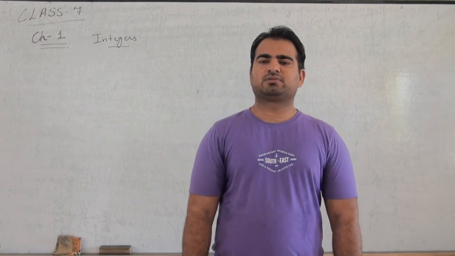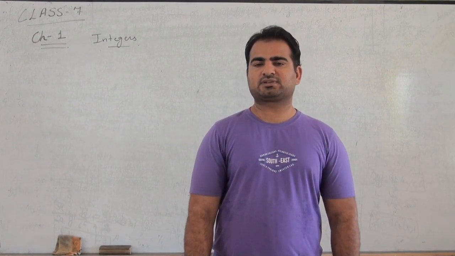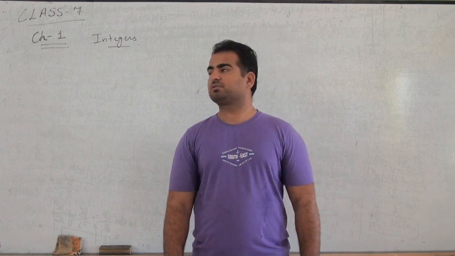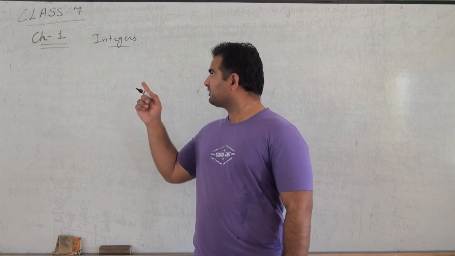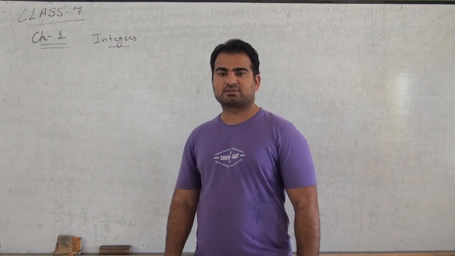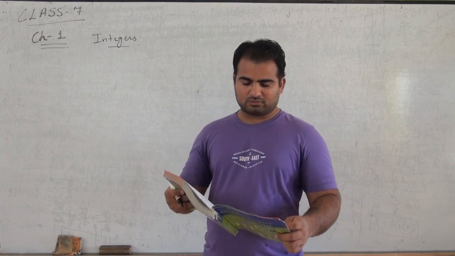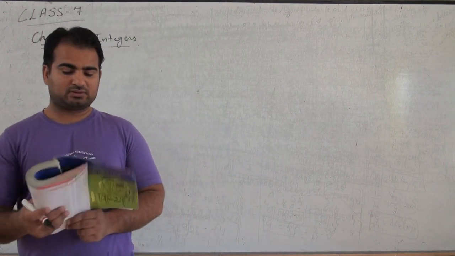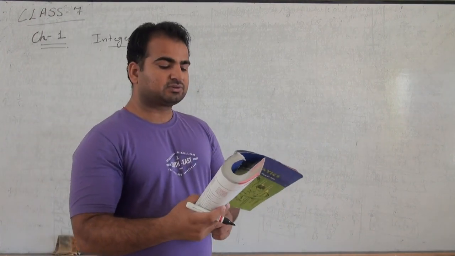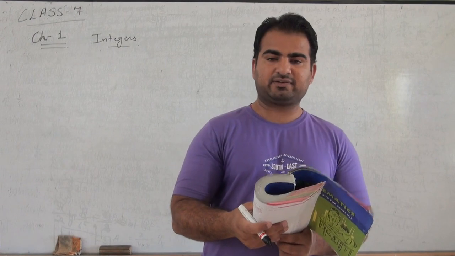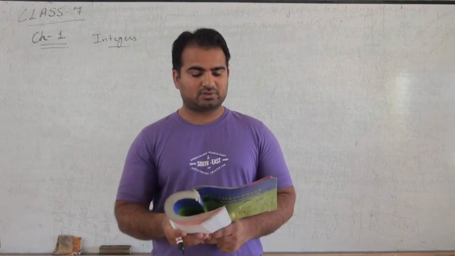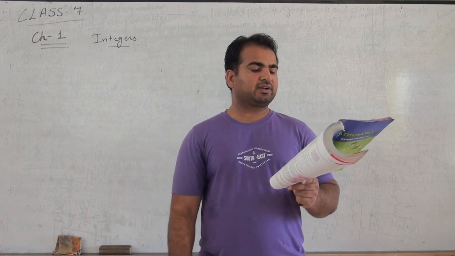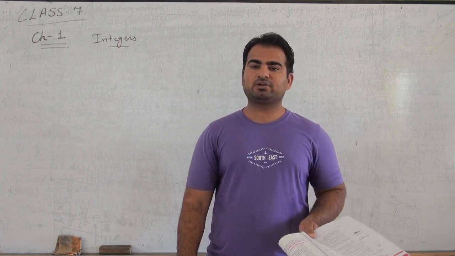Good day class. What we are going to do in this video is we will solve exercise number 1.1 and 1.2 of chapter number 1 class 7 integers. So what is exercise number 1.1? The question says that the following number line shows the temperature in degrees Celsius at different places. The number line is given. Observe this number line and write the temperature of the places marked on it.